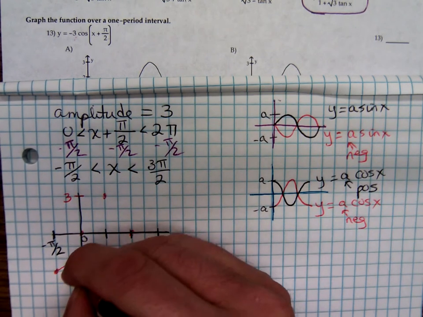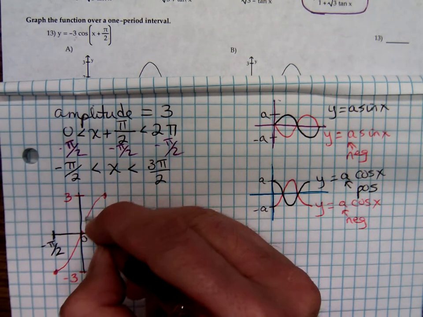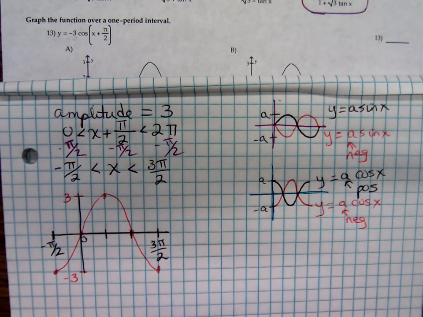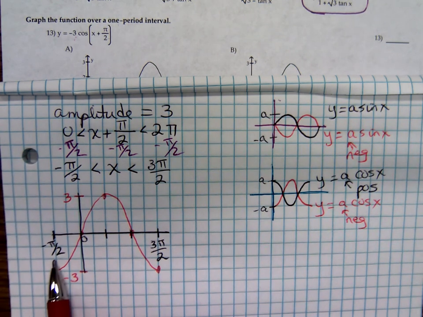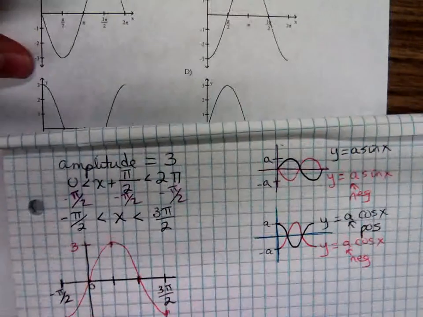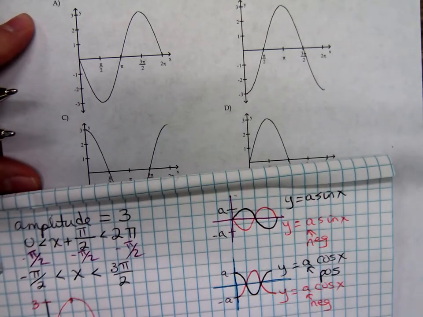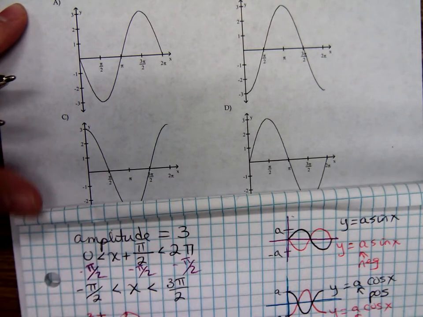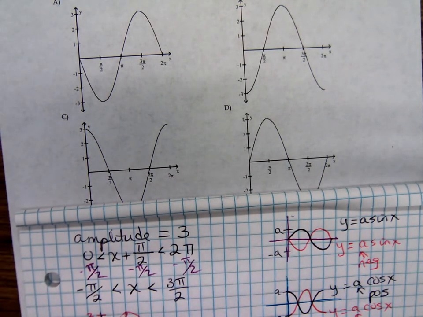So here's what the graph looks like. Now realize this graph keeps going and going and going. So there's nothing that says that they've got to be showing from negative pi over 2 to 3 pi over 2. So let's see what it's showing. You look at all the options, the A, B, C, D. They're showing 0 to 2 pi. So what I would do is focus just right out here.